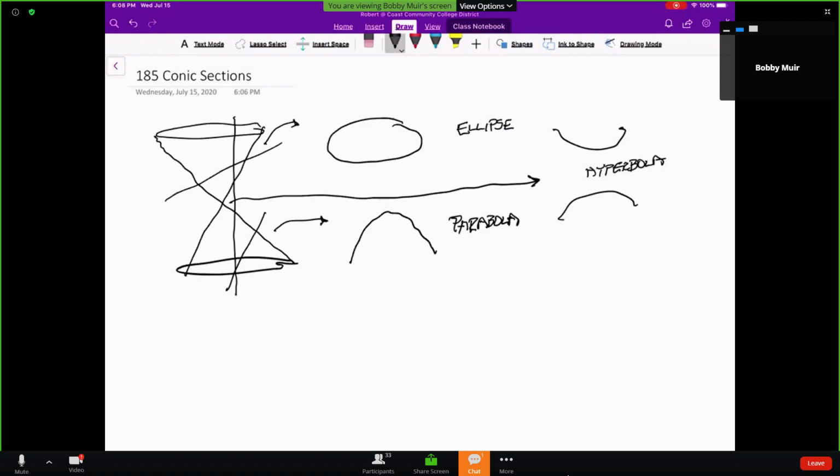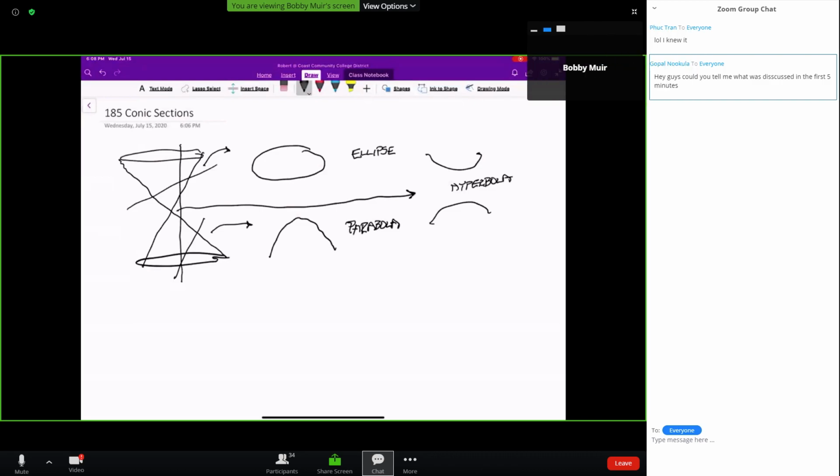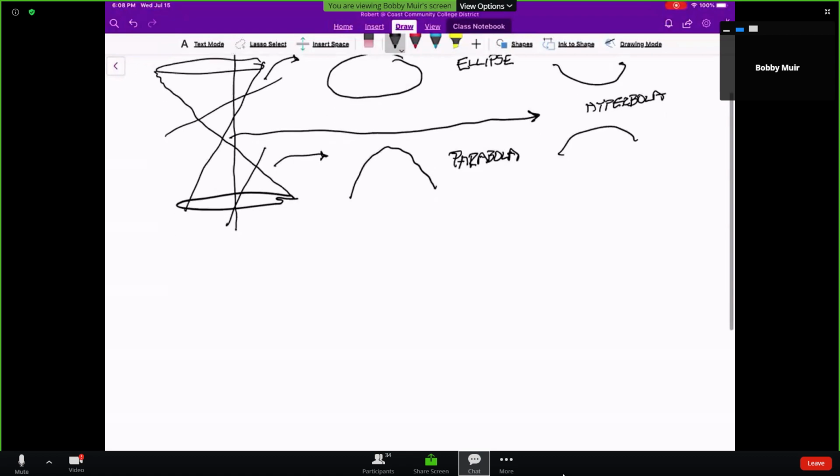Okay, so what we want to do is see how we can generate some of these things. All right, so we'll start with the classic definitions of what these are. Okay, so we'll start with parabolas.